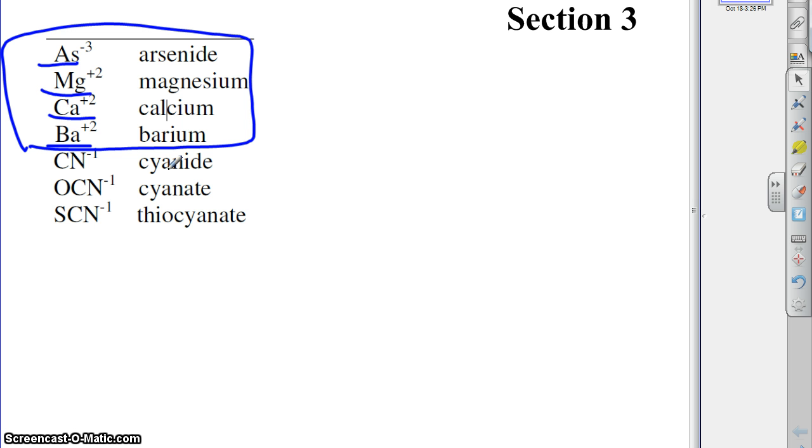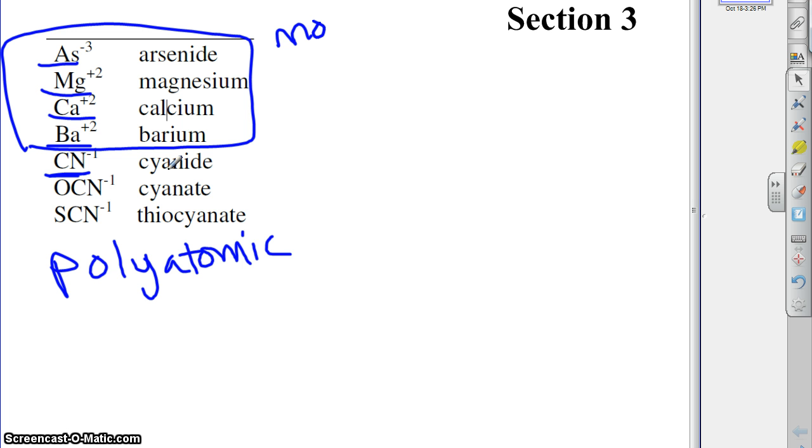Those are all kind of normal. It's the ones with more than one capital letter in them, more than one symbol, that we need to focus on. These are what we call polyatomic ions, more than one atom in them. These are monatomic. The monatomic ions are the ones with just one symbol, one capital letter, one element in them.